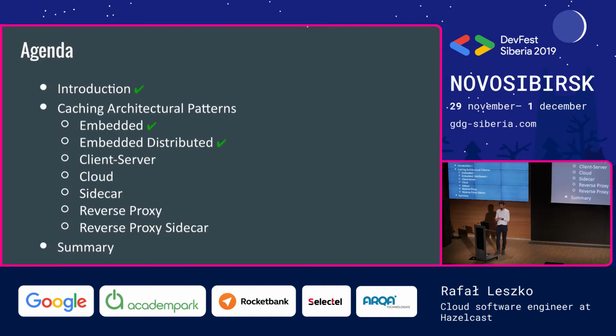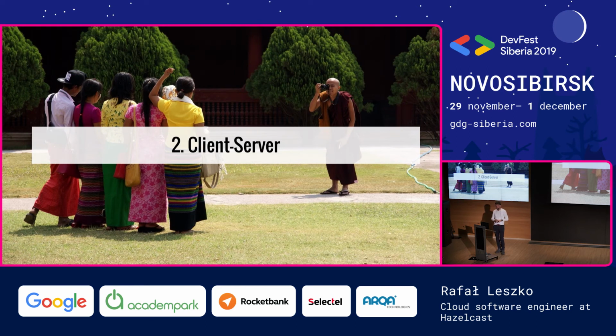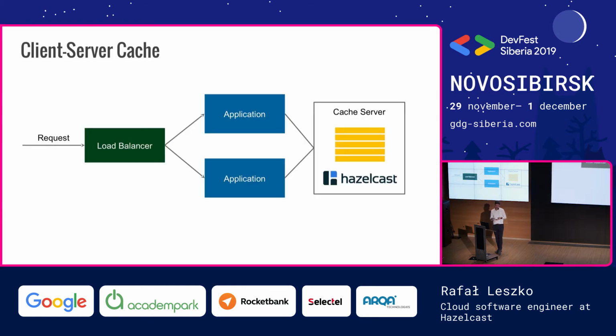The next on our agenda is client server. Client server is still this old style pattern. It looks like a database style. So again, a request goes to our system, it goes to the load balancer, it's forwarded to one of the services, but this time the service uses a cache client to connect to the cache server, which is deployed somewhere.